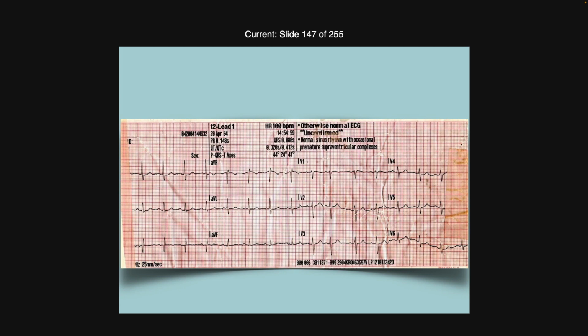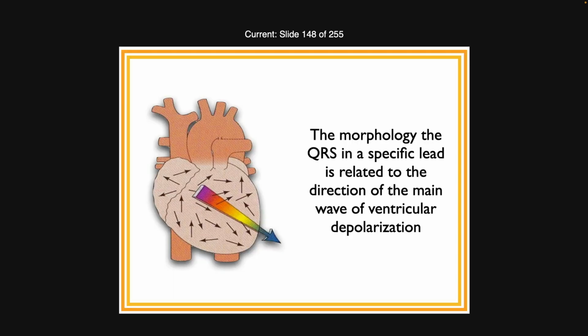it's entirely negative, okay? So we already know that the morphology of the QRS in a specific lead is related to the main wave of ventricular depolarization. A huge simplification, it wasn't quite a lie, but it was a big simplification that I said in the fall, was that mostly the main wave of depolarization goes from upper right to lower left.